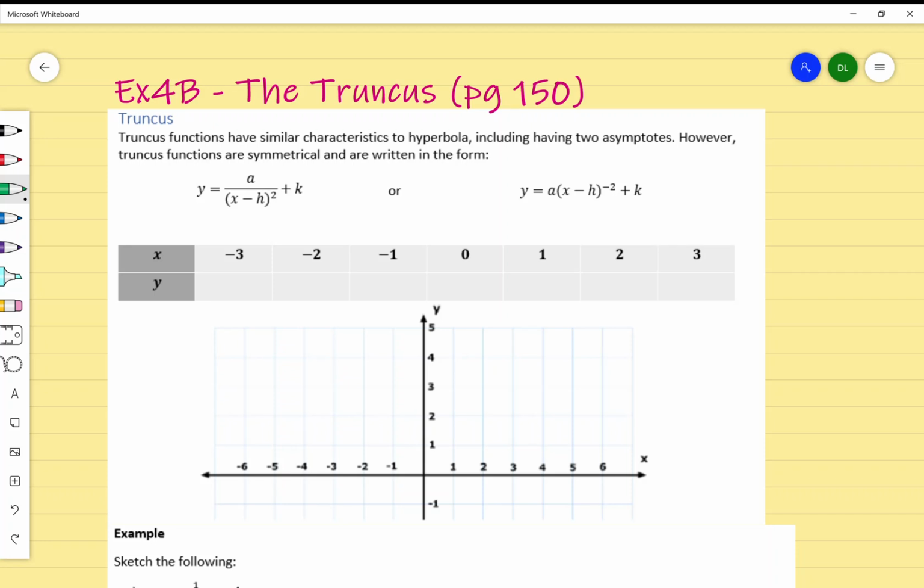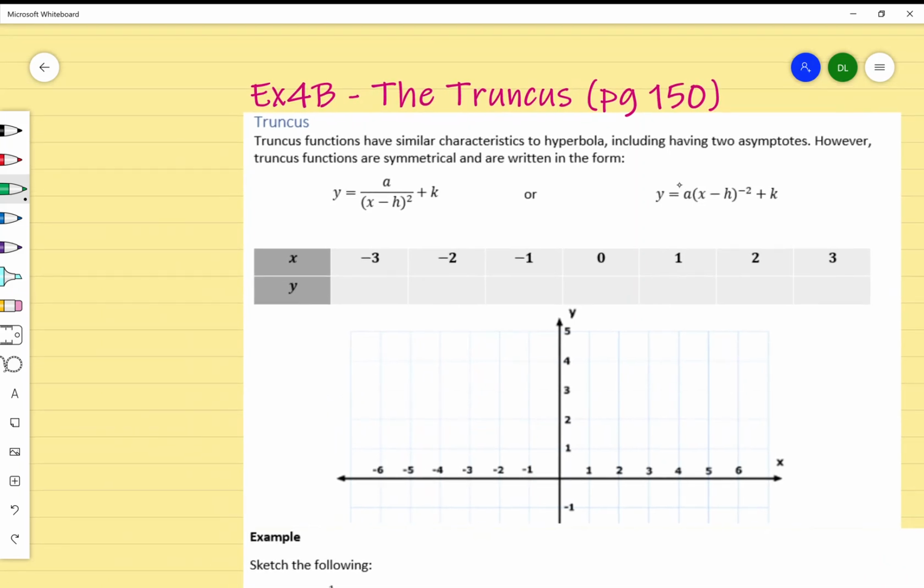Today we're looking at exercise 4B on the truncus on page 150 of your textbook. Last lesson we looked at the idea of the rectangular hyperbola, which is defined by its key feature being that it's, for example, 1 over x, and the idea that it's got an asymptote, or rather two asymptotes, where one allocates one direction. So for example, we've got the red line symbolizing a hyperbola, where we've got the lines almost reaching but not exactly reaching the asymptotes there.